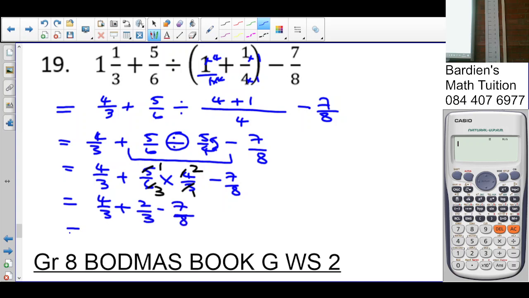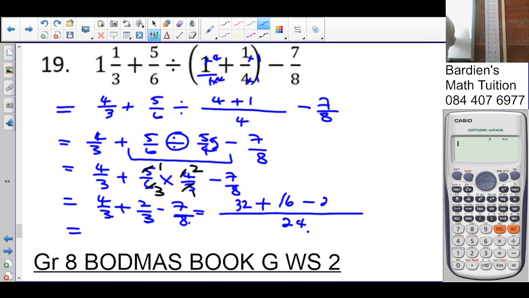Watch your LCM here. So 3 times what is 24? 8. So 8 times 4 is 32, plus 3 times what is 24? 8. 2 times 8 is 16, minus 3 times 8 is 24. So 3 times 7 is 21. So 16 plus 32 is 48, and 48 minus 21 is 27. So it's 27 over 24.